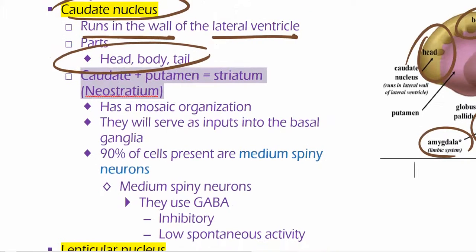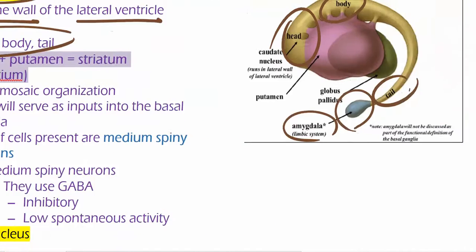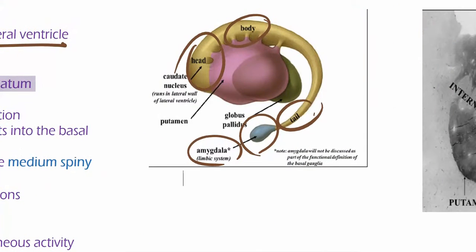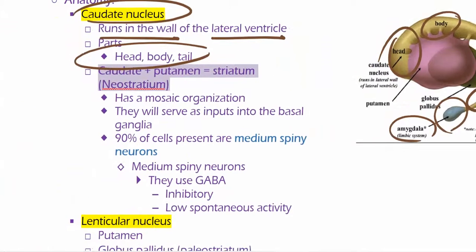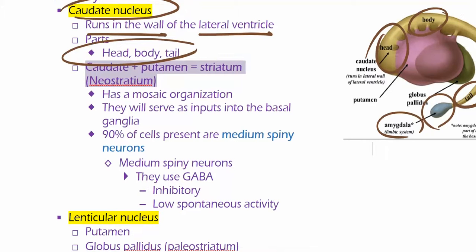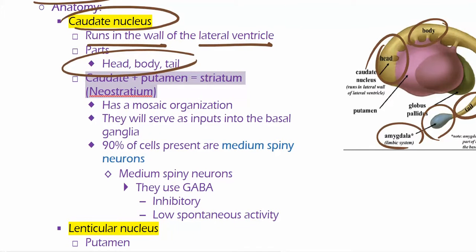Question: the fornix, is that part of the caudate nucleus? I don't think so. I've never heard of it being mentioned as part of it. It's part of your hippocampus circuit, right? Okay. Yeah, because I didn't see it in this whole lecture. I never saw fornix.